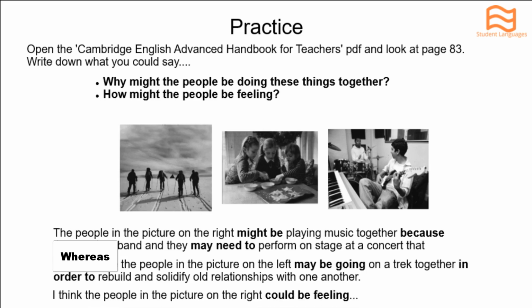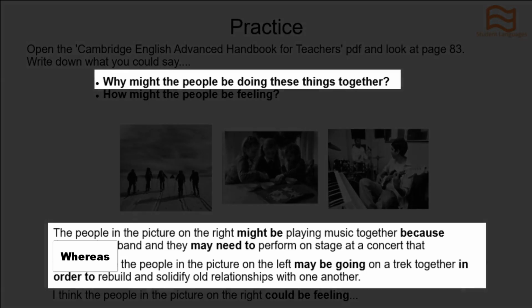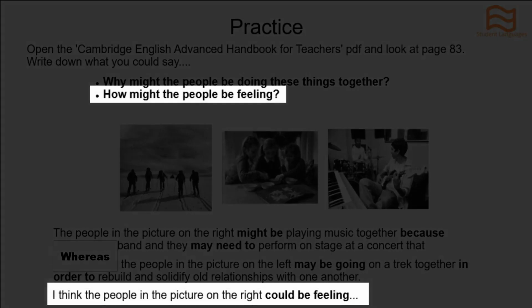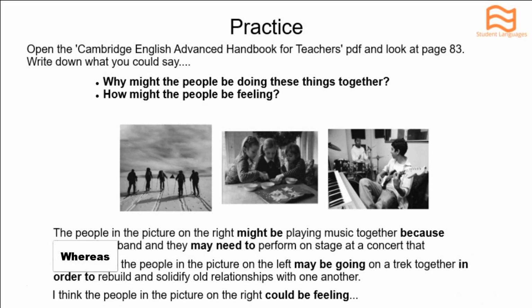And finally, I say, I think the people in the picture on the right could be feeling, because we don't forget we need to answer both questions above. So in the first part, I'd answered the top question, and then I move on to the second question, how might they be feeling, and could be feeling, could be, and then a verb with an ing is another good way to speculate, which is what we need to do.